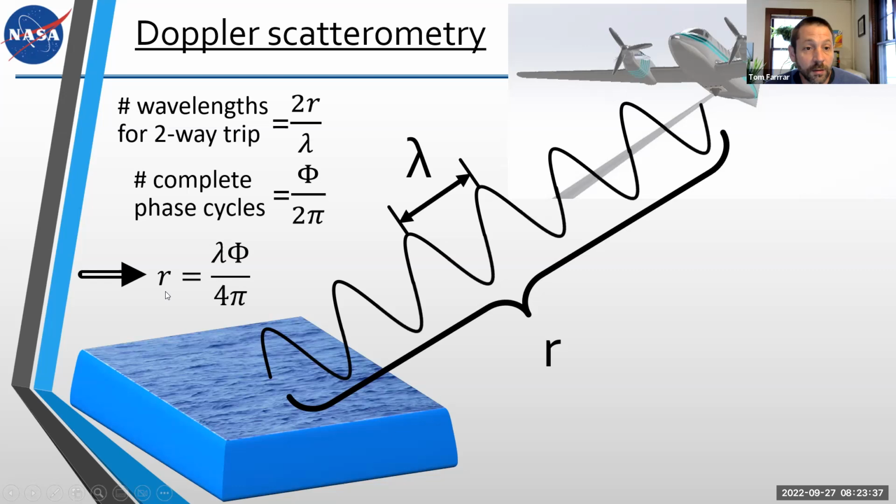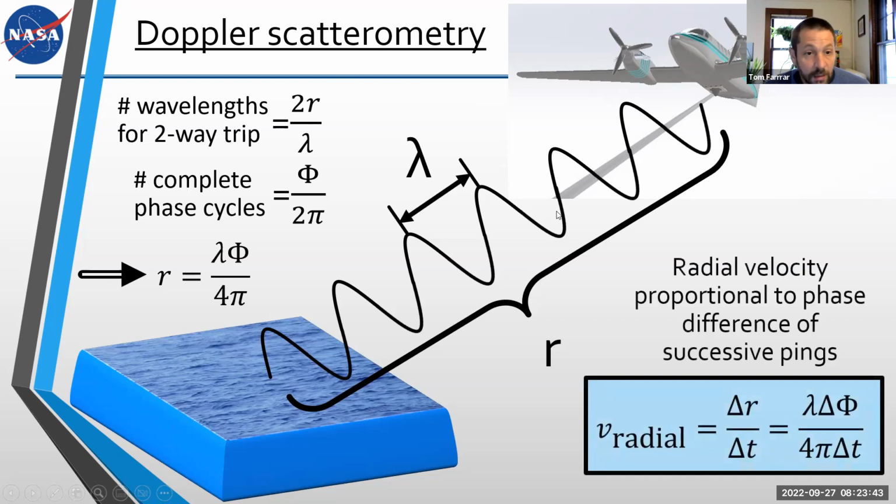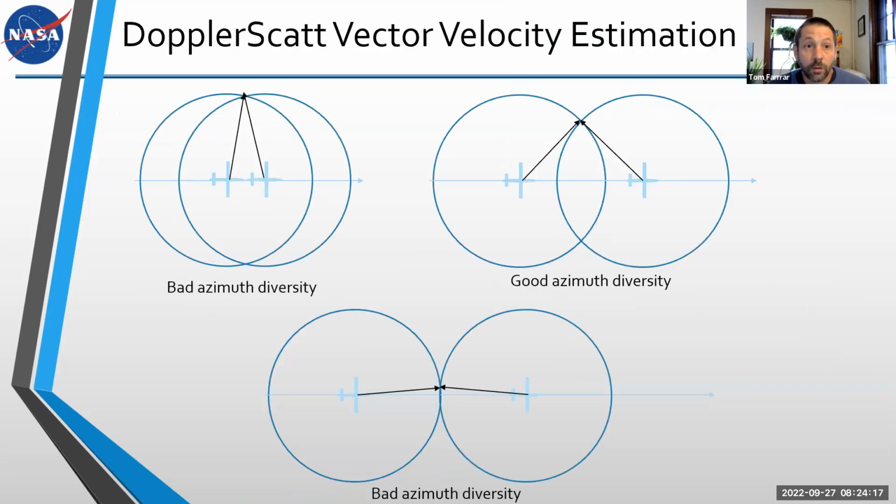So you have an equation for the range from the radar to the sea surface, and the radial velocity is dr/dt. That radial velocity is then related to the phase change between two successive pings. And that's the basic measurement principle. It's also, by the way, the same measurement principle used by a lot of ADCPs, and can be applied for HF radars.